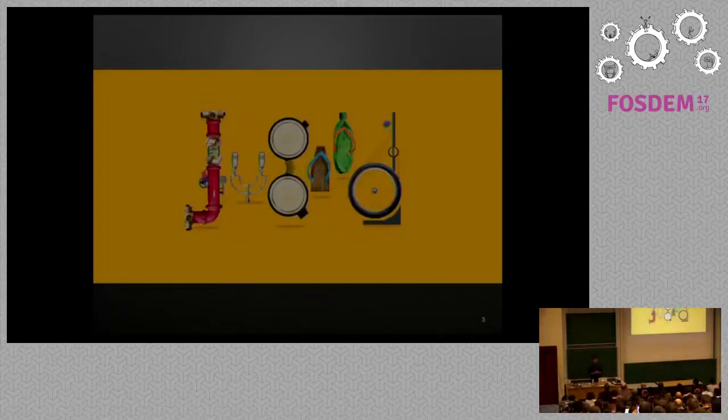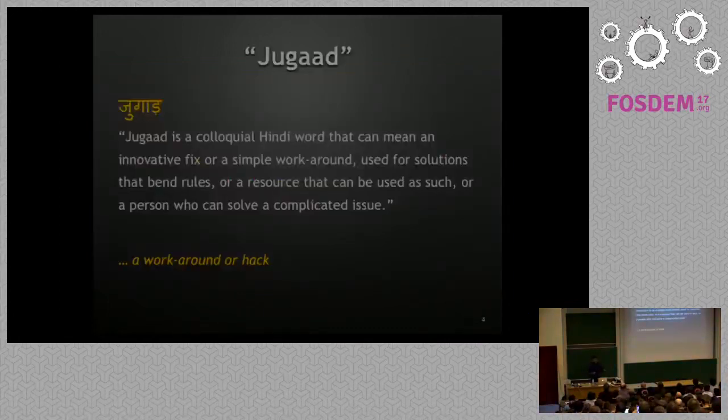Has anybody in this room heard of the word jugaad? Yeah. It's okay, because jugaad is a Hindi word. And by the way, Hindi is, if I'm not wrong, the fourth most widely used language in the world after Chinese, Spanish, and English. It means a workaround, a simple workaround, or a hack. Whatever the definition is, it probably doesn't give you the sense of what a jugaad may look like, so let me give you a few real world examples.